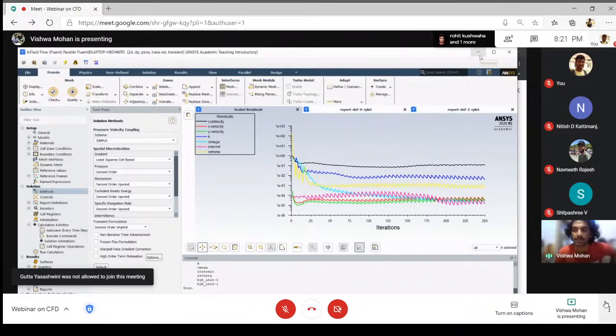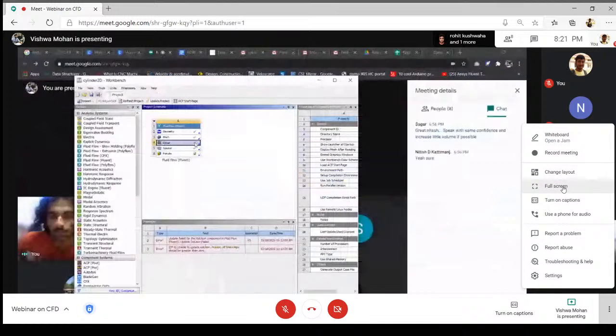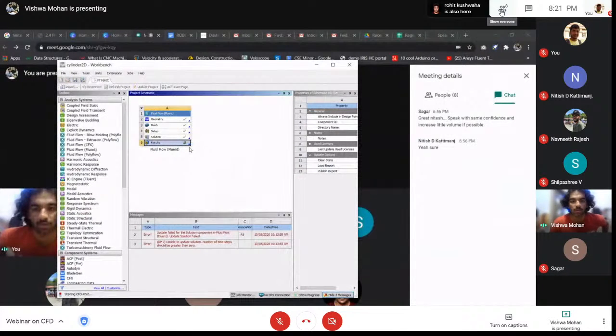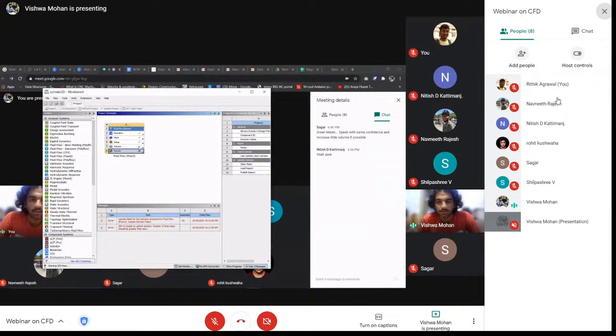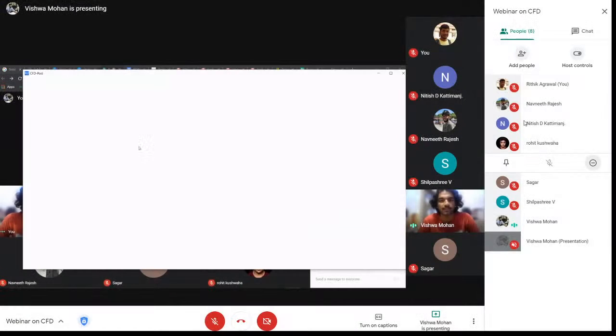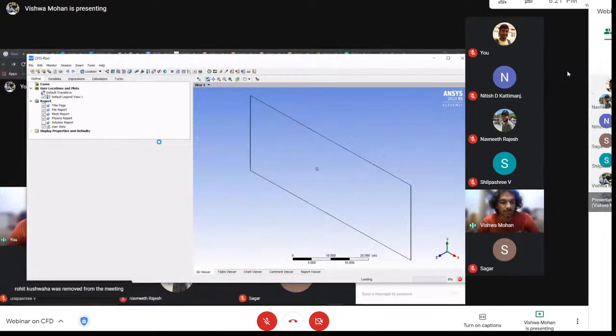So we're done with setup and solution. You can see 2 ticks over here. We'll go for results now. So there we go. This is the final part, which is the post processing, and after this the whole simulation is done. Like the whole idea of having a simulation, you'll get the visualization and everything.